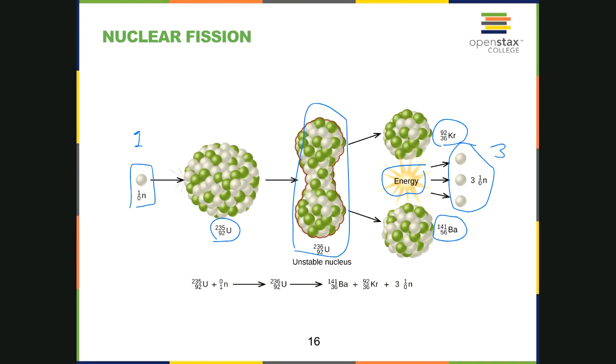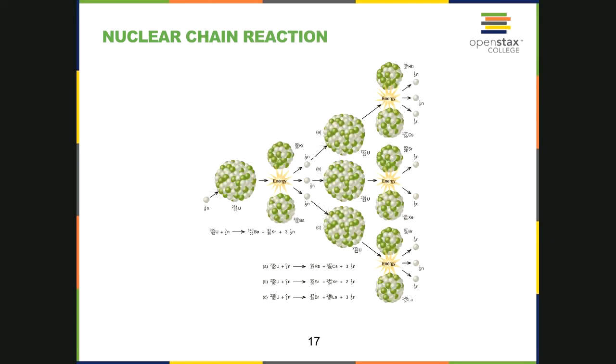Then if we take that and apply it to more isotopes, we can get a situation like what we're seeing here. This is the first part of the process that we looked at. And then if each of those neutrons goes on to find more uranium-235, such as here and here and here, we can produce a whole lot more daughter nuclei. I'm not going to read all these off, but you can see that while we're doing that, we're making 3 more neutrons, 2 more neutrons, and so on, like I was talking about.